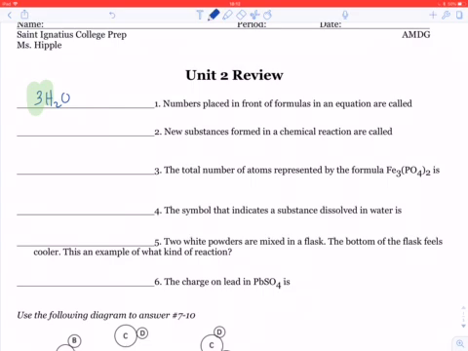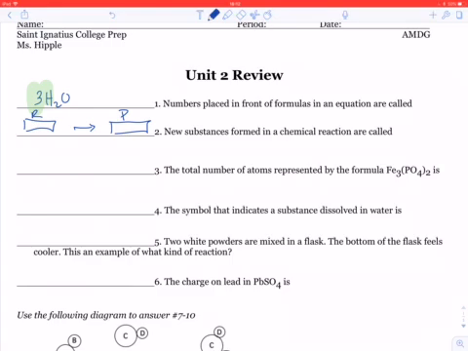Let's see, moving on to number 2, new substances formed in a chemical reaction are called. You have side A of a chemical reaction that is going to create side B. These are your reactants. These are your products. Okay, so the reactants react to form the products.